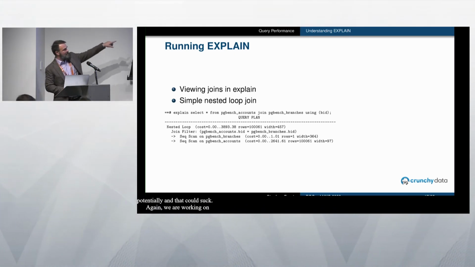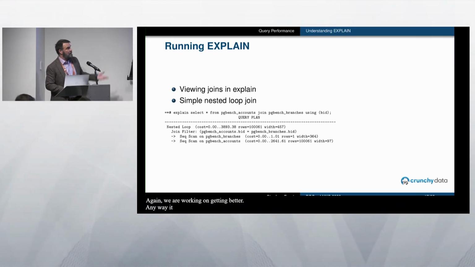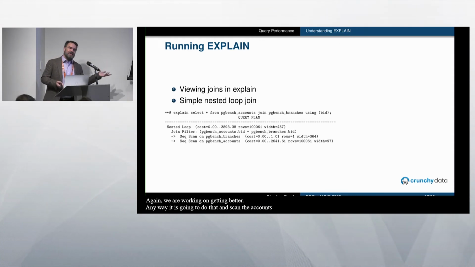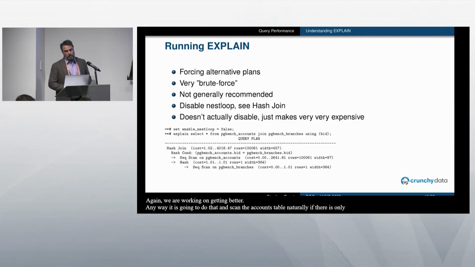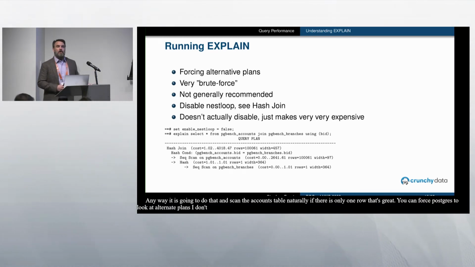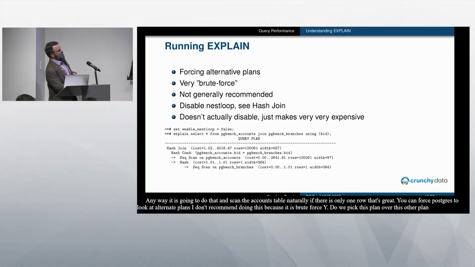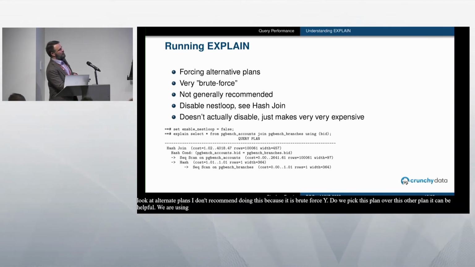Anyway, so it's going to do that, and then it's going to scan the accounts table. Now, naturally, if there really is only one row, well, that's great, right? Nested loop scan is perfect. You can force Postgres to look at alternate plans. I don't really recommend doing this because it's very brute force. But if you're curious about why we pick that plan over this other plan, it can be helpful. So here what we're doing is using these enable options to disable nested loop.